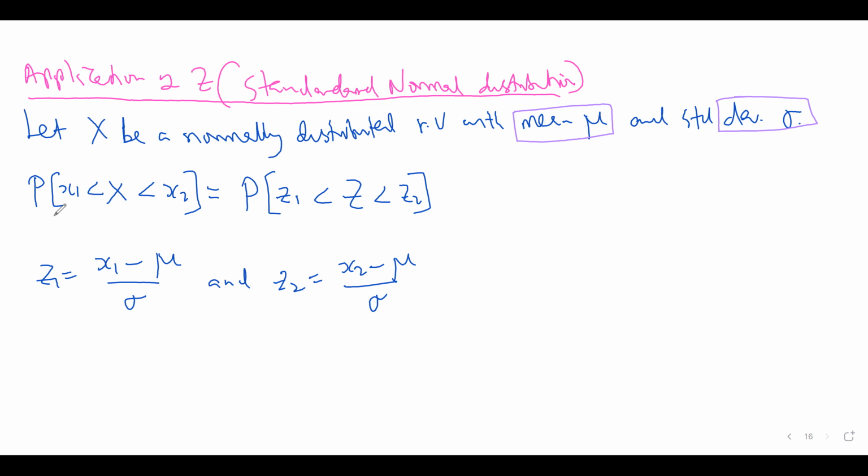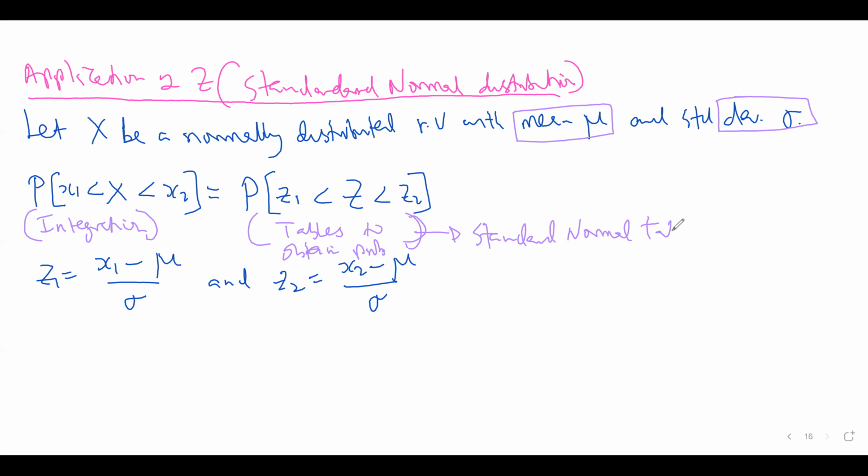Now, this part here, we said that this probability is obtained through integration. This is a mathematical approach. But luckily, here, we use tables to obtain the probabilities. So here, there'll be no use of integration. We just read the probability values from some tables, which are known as standard normal tables, which I'll be showing you in a short while.